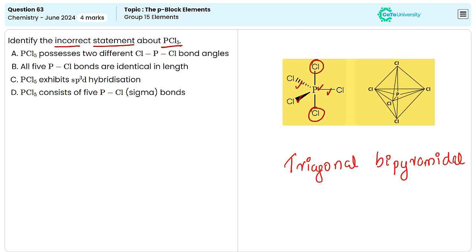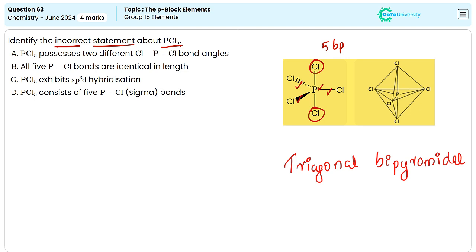And the phosphorus contains 5 electrons in its valence shell. All these 5 electrons are used to make 5 covalent bonds with chlorine atoms. So here there is no lone pair of electrons. It contains 5 bond pairs. Now let's come to the statements given here.